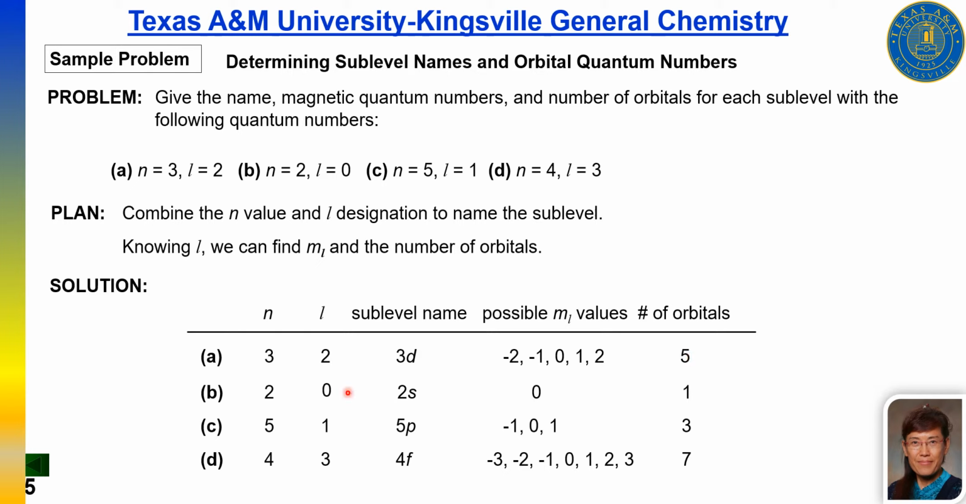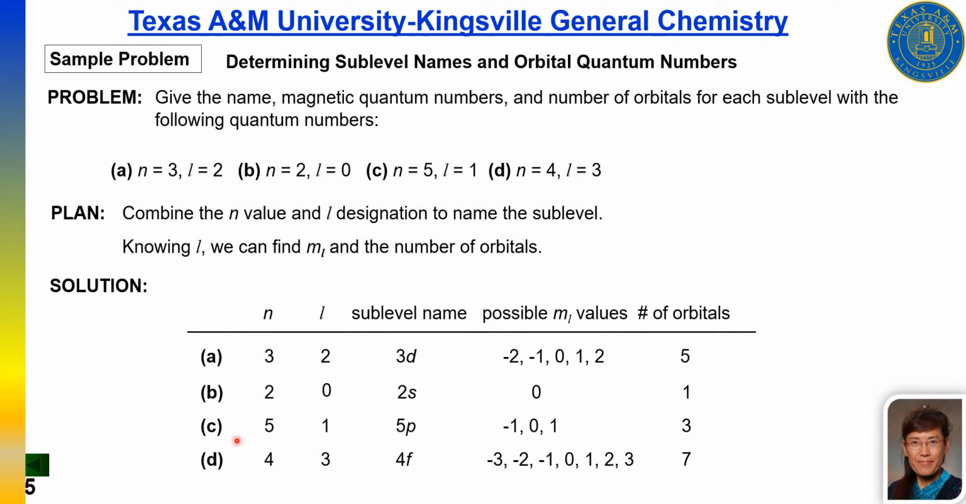Question B. Your n is 2, L is 0. If L is 0, you call the orbital S orbital. You place the principal quantum number n in front of this letter. So you call it 2S orbital. So what are the possible ML values? Your ML only can be 0. Therefore, you only have one 2S orbital. This 2S subshell has only one orbital.